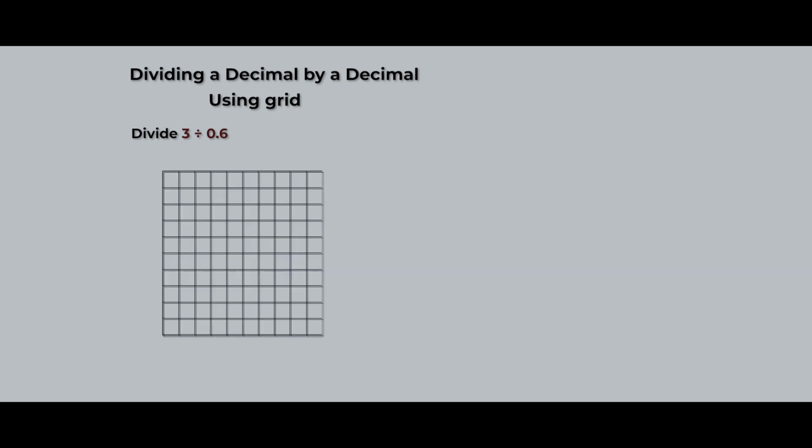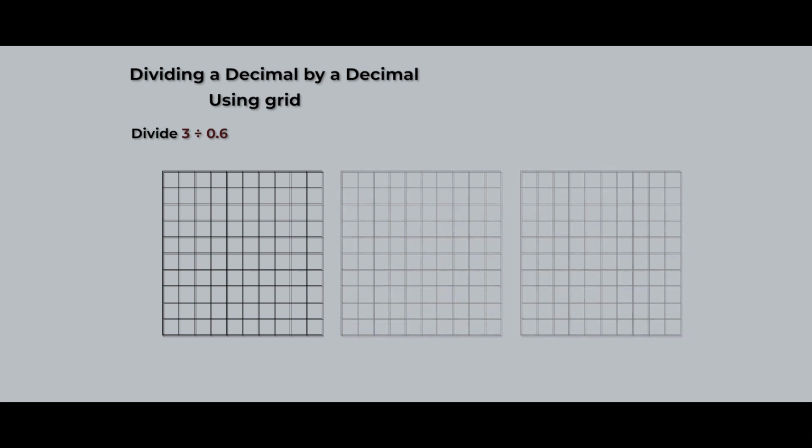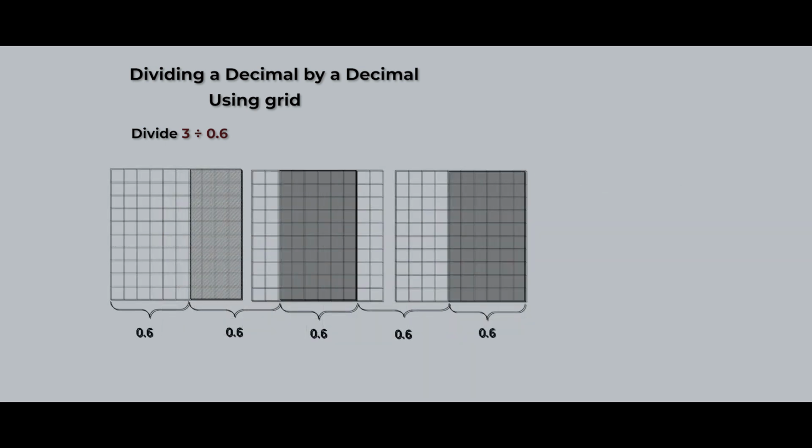Let's look at another example. 3 divided by 0.6. We are going to look at how many 0.6 are in 3. So this grid, these 3 wholes, represents 3. Now let's see how many 0.6 are there in 3. 1, 2, 3, 4, 5. So 3 divided by 0.6 is equal to 5.